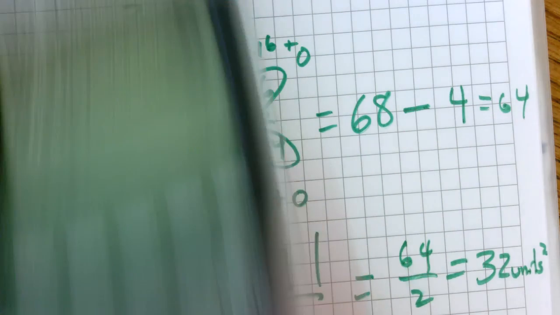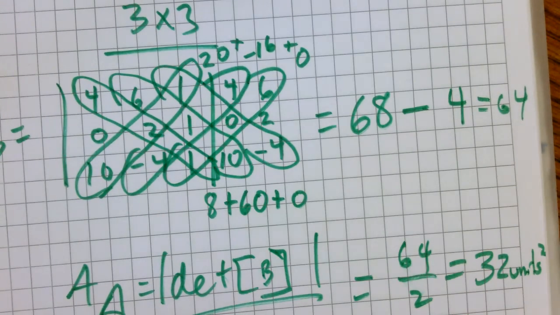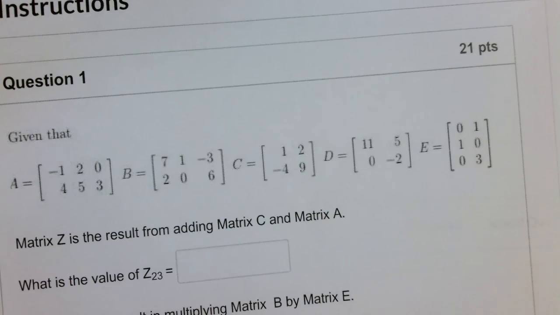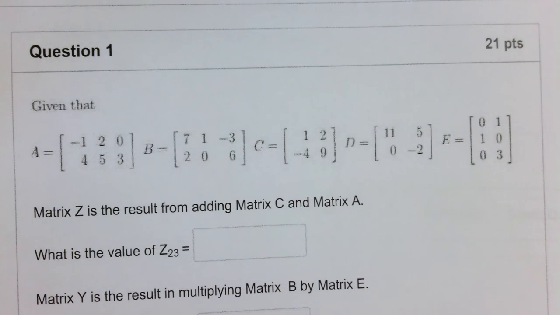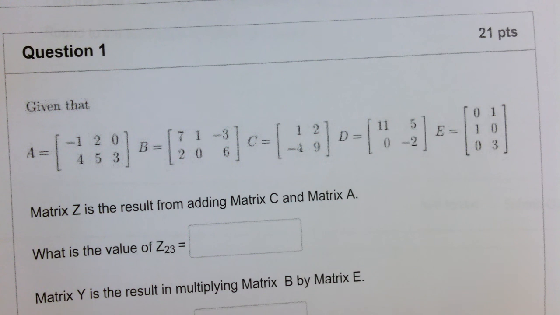All right, that's enough for area. The assignment is going to look like this. Same examples I did in the first couple videos, and it's going to say, what is the value of Z23? Well, we're going to multiply C by A. I did that example in video 1, so go ahead and look at video 1, and you'll have your answer.